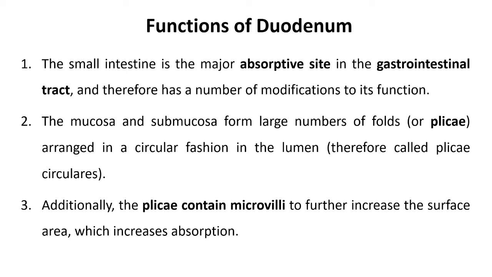Now we turn to the functions of the duodenum. The small intestine, as I said, has both absorptive and digestive functions. Mucosa and submucosa form a large number of folds called plicae or villi, and these villi are secretory as well as absorptive in function. Plicae contain microvilli to further increase the surface area and increase absorption.